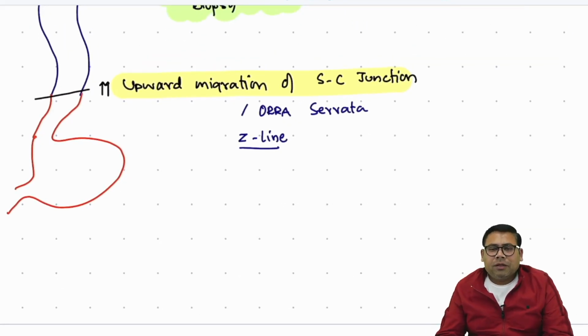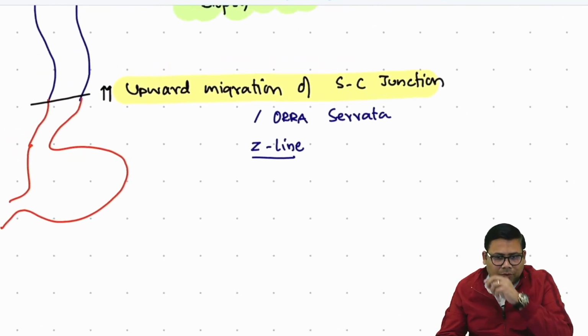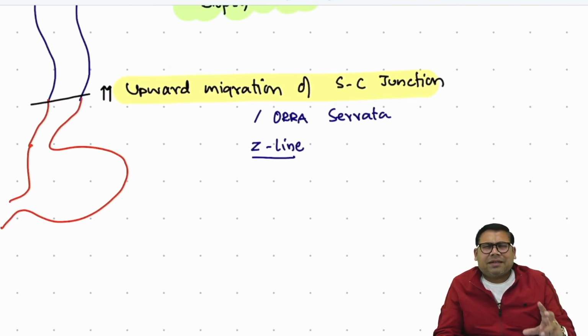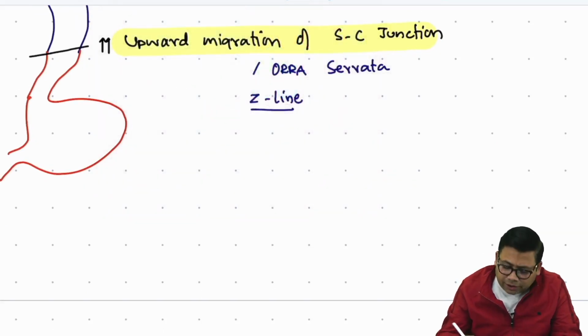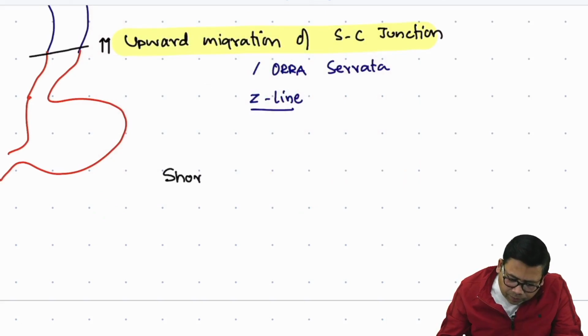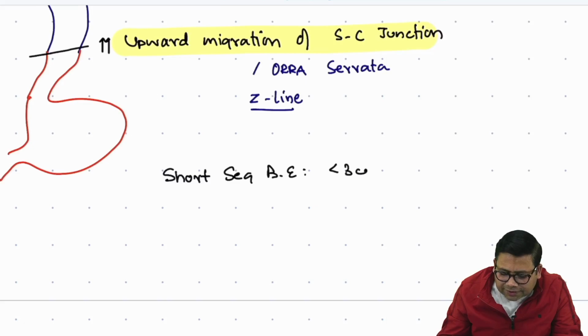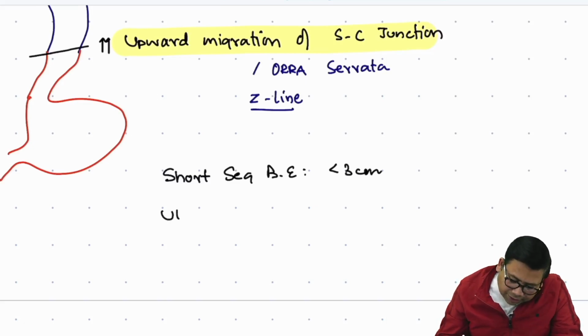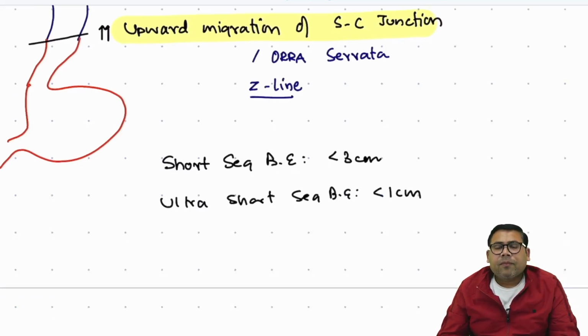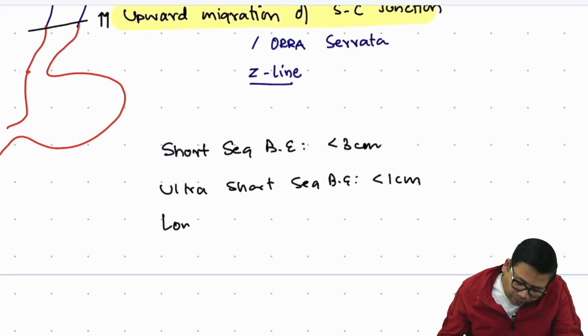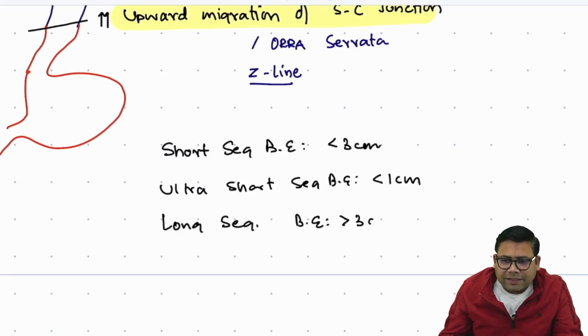Now when we are talking about Barrett's esophagus, we have to understand the basic layout of Barrett's. There are a lot of terminologies which are to be associated. What is a short segment Barrett's? A short segment Barrett's esophagus is defined as less than 3 centimeter. Then what is an ultra short segment Barrett's esophagus? This is less than 1 centimeter. Then we have long segment Barrett's esophagus. This is defined as more than 3 centimeter.